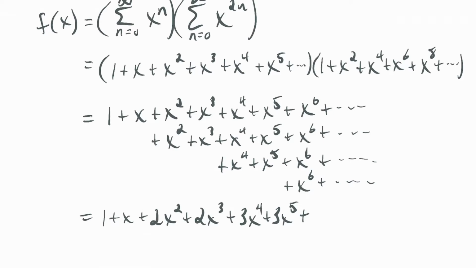Why don't you pause the video and think about, and maybe it doesn't take that long, how many copies of x to the seventh do I have? Well, I have 4x to the sixth plus 4x to the seventh plus 5x to the eighth plus 5x to the ninth plus dot, dot, dot, right? And then 6x to the 10th, 6x to the 11th, and so forth, right?